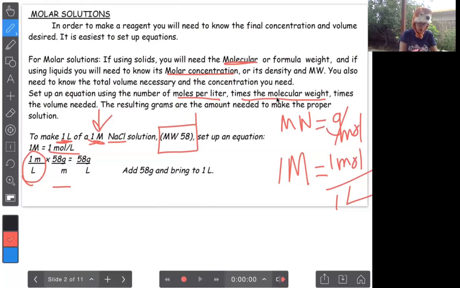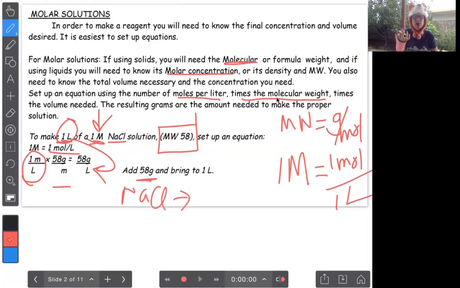Do the math: 1 mole, 58 grams. We want 58 grams in what? 1 liter. We need to have 58 grams of NaCl, and then we put it in a flask and we add up to 1 liter.